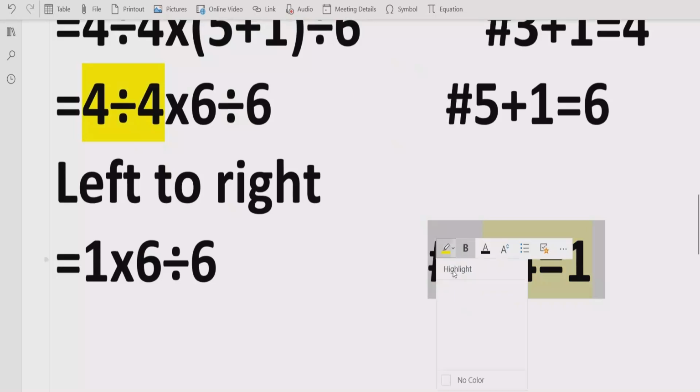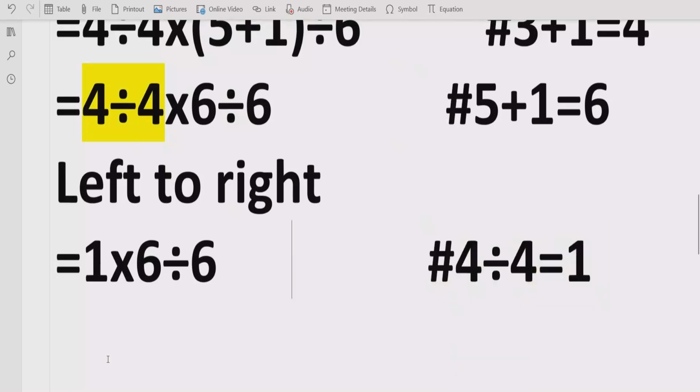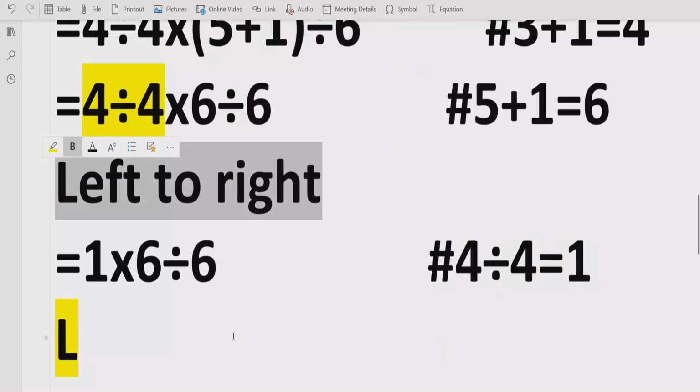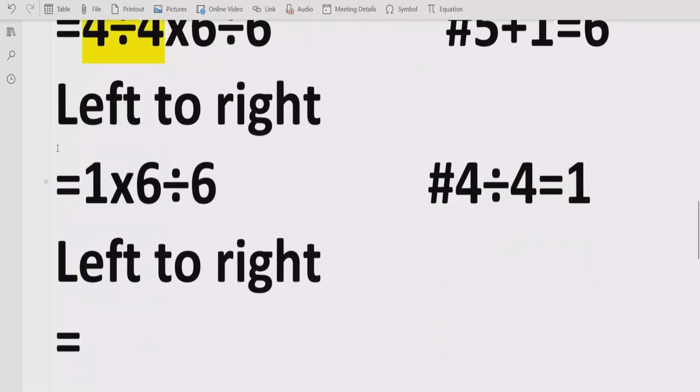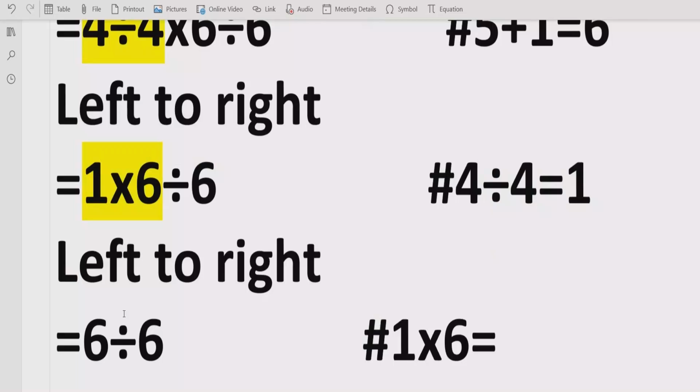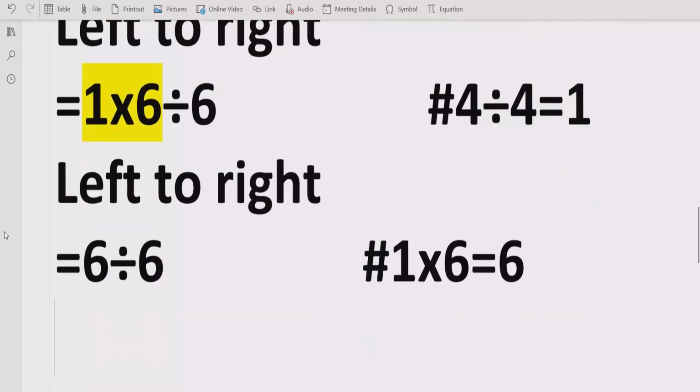Now we have to go for the next numbers. Now we have to go left to right again and find out which is coming first. So this time we have 6 multiplied by 1. It becomes 6 and divided by 6, we will write here as it is. And here we have to give the reference 1 multiplied by 6 equals 6. Now move forward, we have to solve. We have two numbers, 6 divided by 6. So we solve, it becomes 1. So the answer of the given expression is 1.